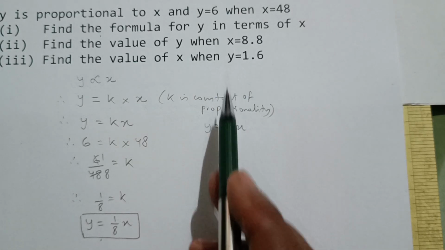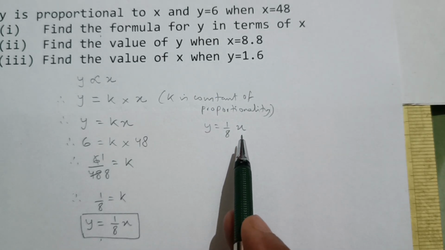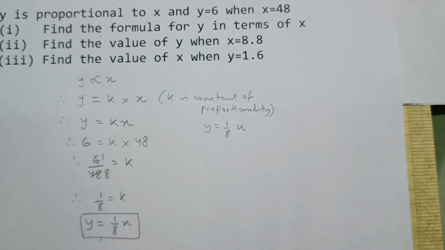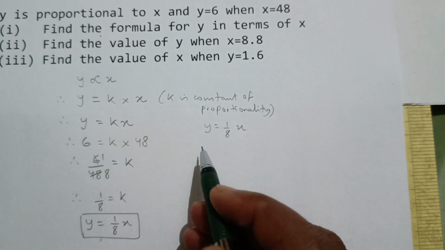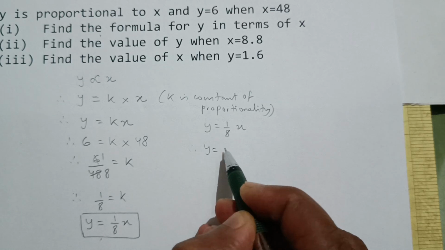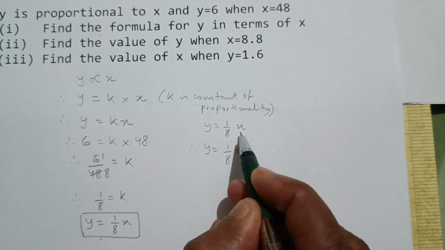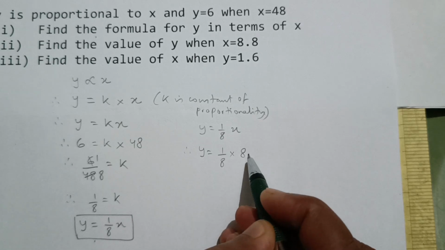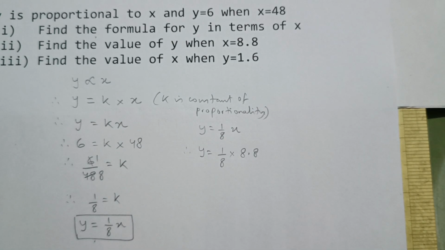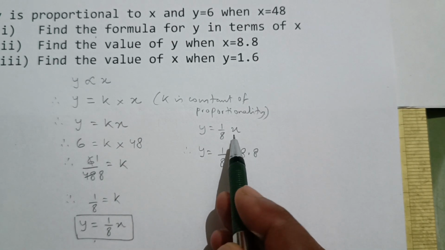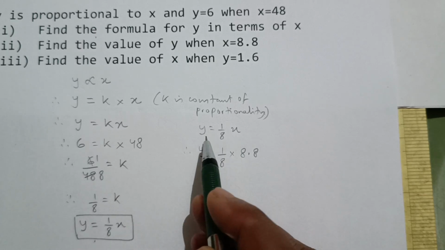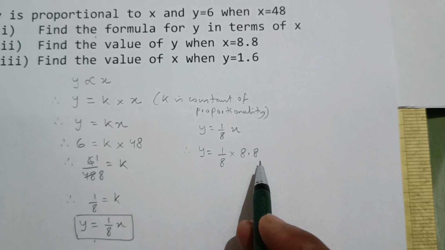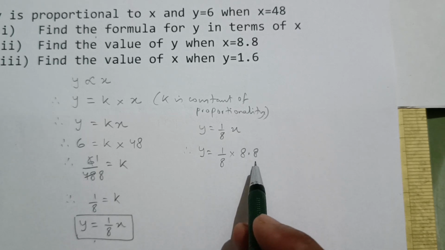Now the value of x is 8.8. So we have to find what is the value of y. I will just substitute the value of x in this formula. So y equals 1 by 8 multiplied by x. Now x is 8.8, so instead of x, I will write 8.8. So it becomes y equals 1 by 8 multiplied by 8.8.